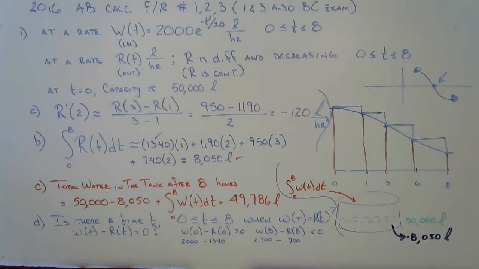I don't know what it is. I can't find it, but I know there's a value of t where the rate at which the water is going into the tank is equal to the rate at which the water is going out of the tank. Okay? Now that completes problem 1 of the 2016 AB and, as it turns out, BC free response exam.